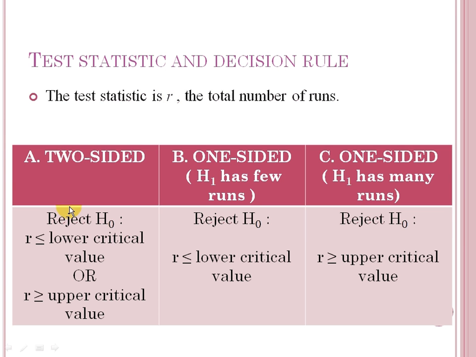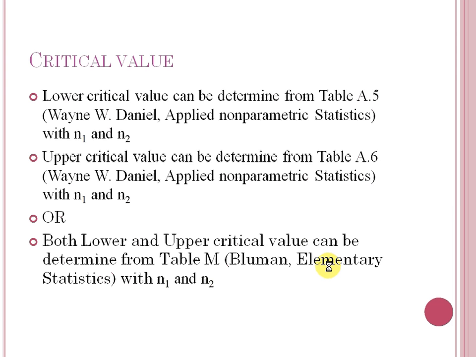For the decision rules, we will reject H0 in the two-sided case if R, the total number of runs, is less than or equal to the lower critical value, or if R is greater than or equal to the upper critical value. For the one-sided case where H1 is that we have few runs, we will reject H0 if R is less than or equal to the lower critical value. For case C, where H1 is that we have many runs, we will reject H0 if R is greater than or equal to the upper critical value.